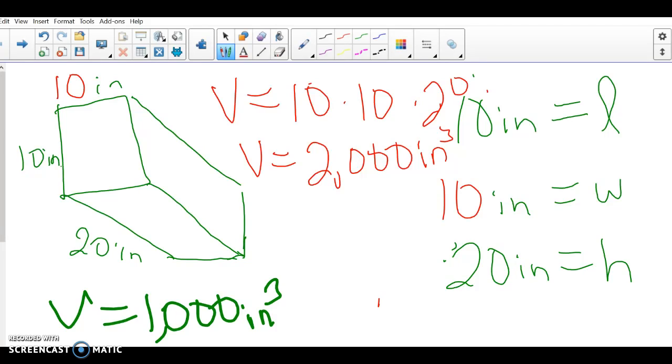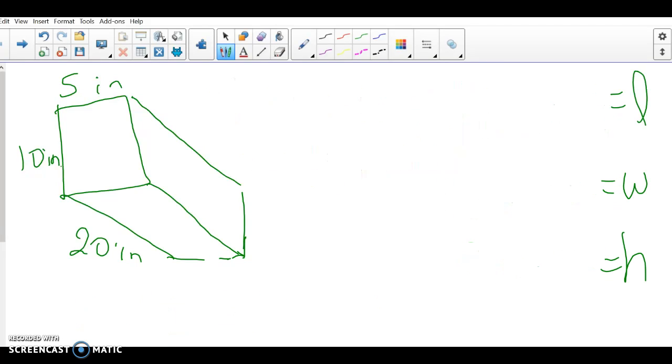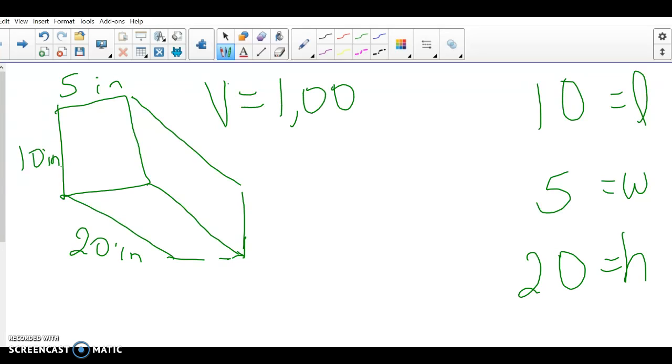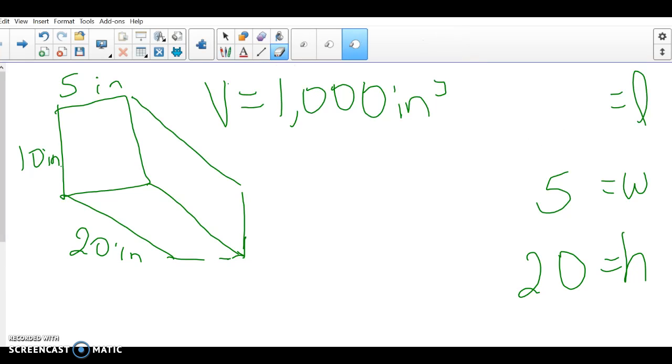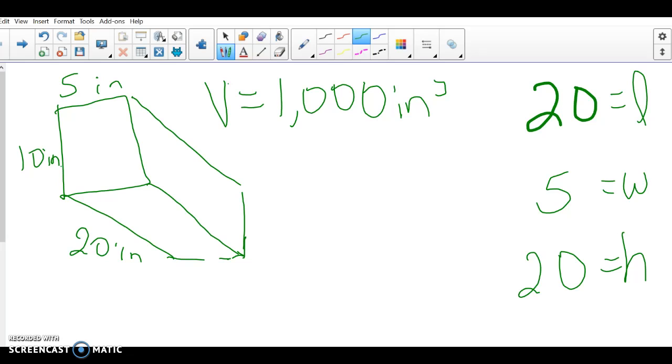So let's test it and see if that's the only one that it works on. So now we're back to our original prism with a length of 10 inches, a width of 5 inches, and a height of 20 inches. And so we already established earlier that the volume is 1,000 inches cubed. We doubled the width last time and we ended up with a volume that was doubled. So let's test it this time. And now let's take the length. Instead of it being 10, let's make the length 20. So 10 times 2 is 20. So let's see what that gives us. So we're going to change that to 20.